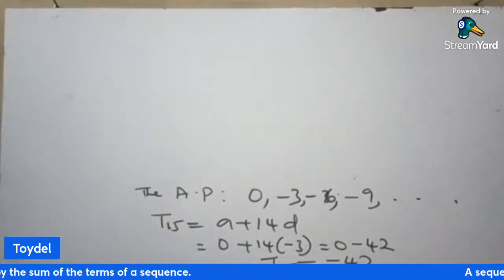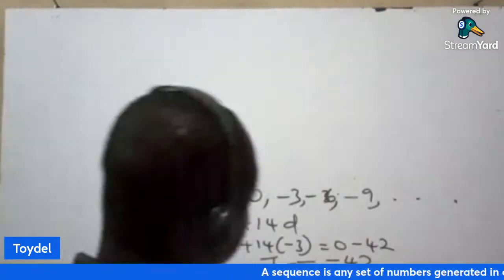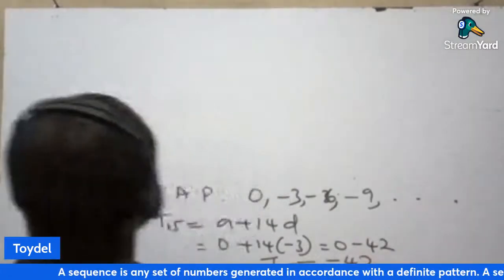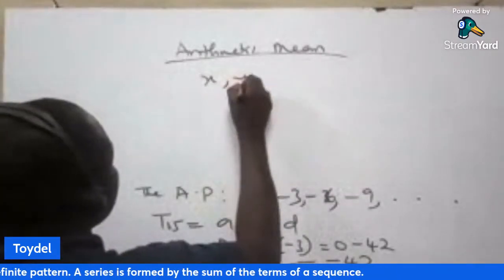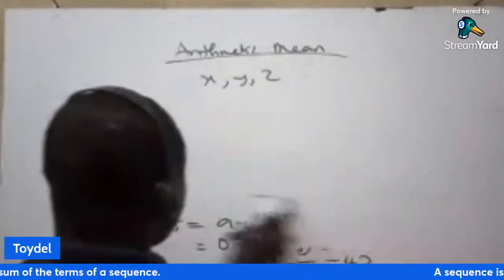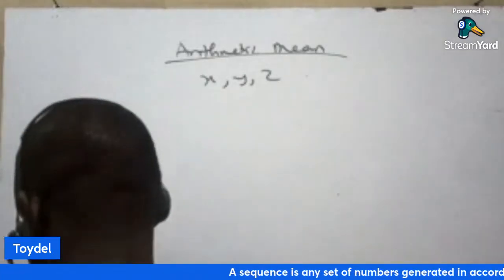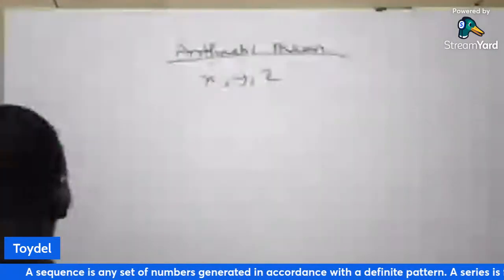And there's what we call arithmetic mean. That is, if you are given three consecutive terms of an AP, how do we find the arithmetic mean? Let's say we are given three consecutive terms of an AP as X, Y, and Z. So how do we find the arithmetic mean? Of course, there are three terms there, X, Y, Z. So Y is the mid number.